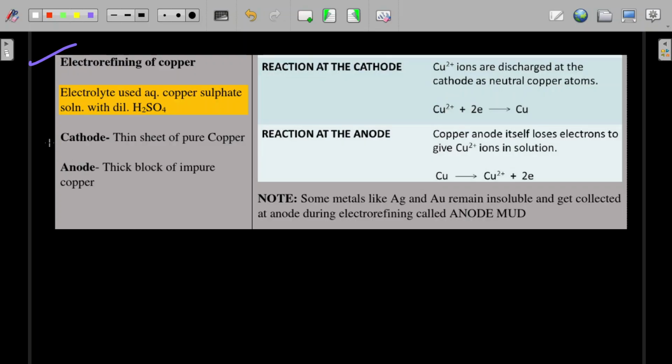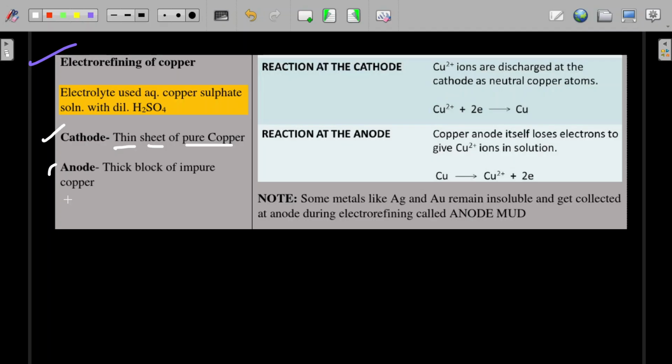So your cathode should be pure and it should be thin, because once the metal deposits, it becomes thicker and thicker. So you have to write thin sheet of pure copper. We are taking as a cathode, and anode will be your impure copper. And anode, what happens? It diminishes in mass and size. Therefore, initially you take it thick, so it decreases in mass and size. Therefore, cathode will be thin. It increases in mass and size.